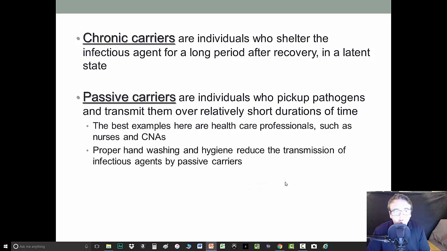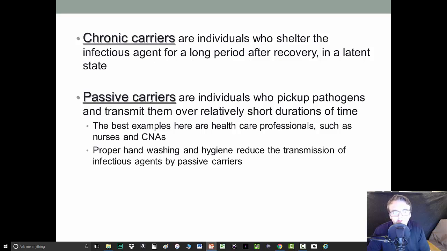Excuse me. Chronic and passive carriers. A chronic carrier is one who holds it for the long term. This goes hand in hand with a chronic infection, which in some cases can lead to passage of the virus to someone else. HIV, hepatitis C, and hepatitis B are examples in which someone can carry it and then pass it on. A passive carrier is one who typically just picks it up and then passes it on short term.